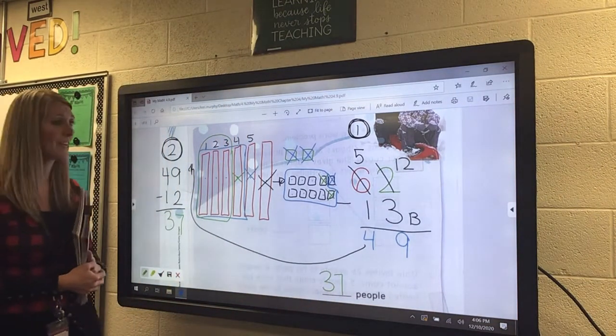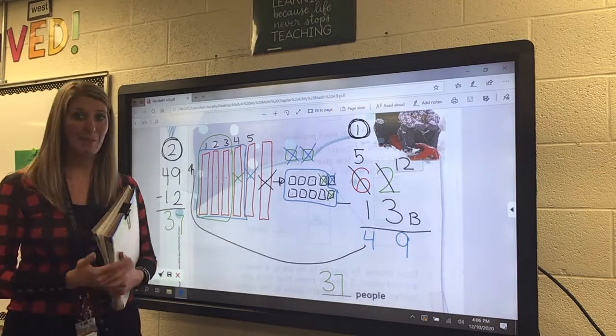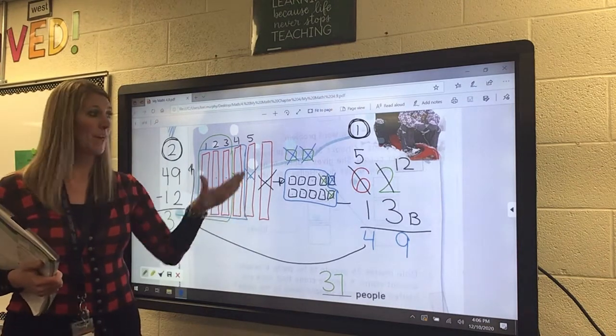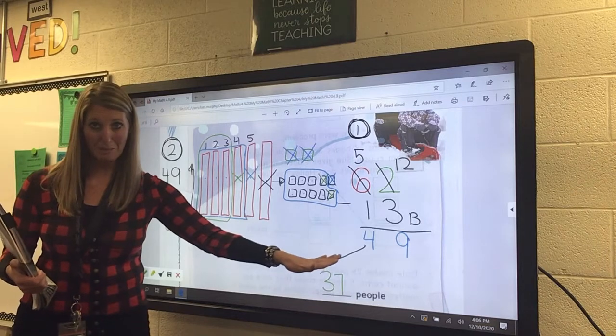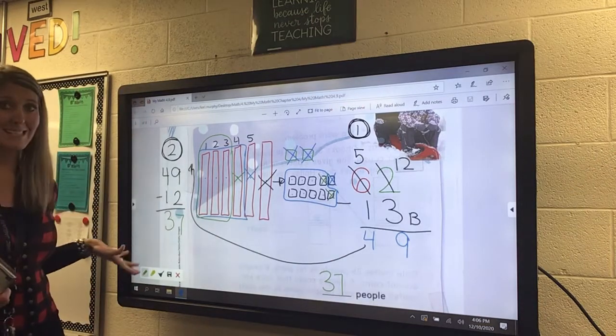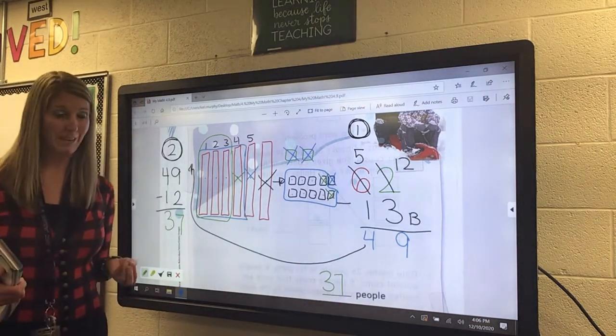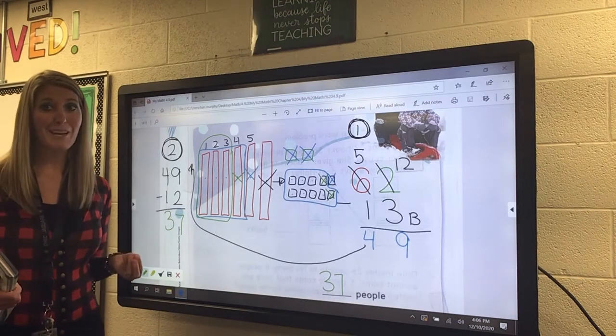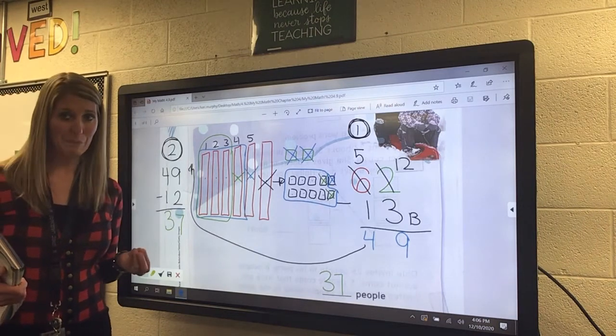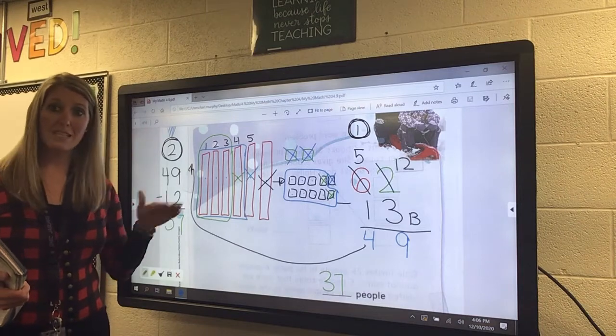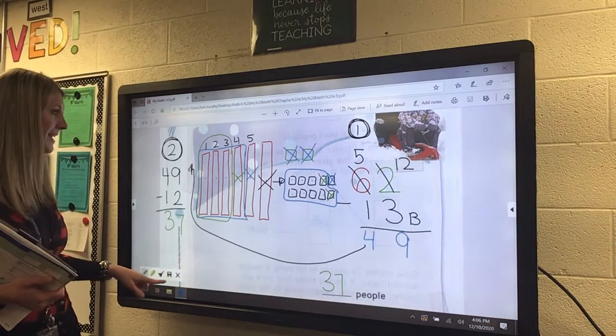Whoa, this was awesome because we got to draw it and see it, and we got to do the first step of subtracting, and then the second step of also subtracting. We just did our very first 2-step word problem. Pause the video if you need to catch up. If not, we're going to go on to the next page.